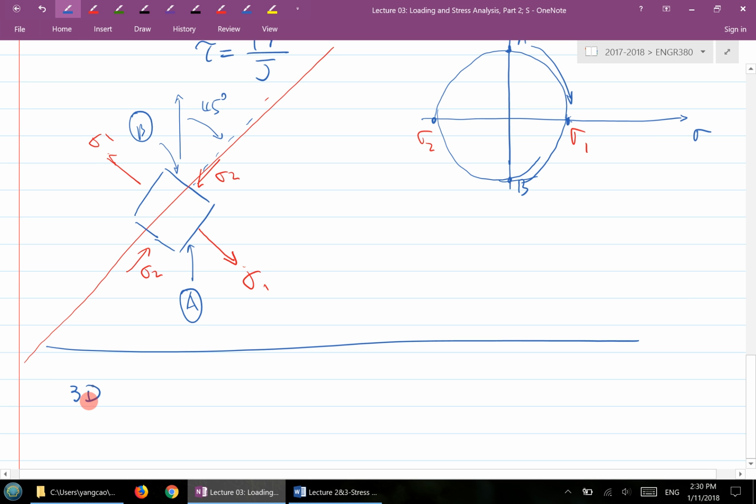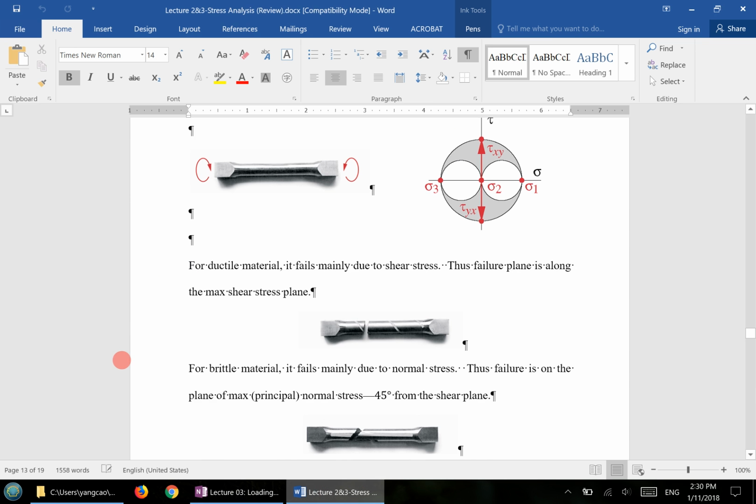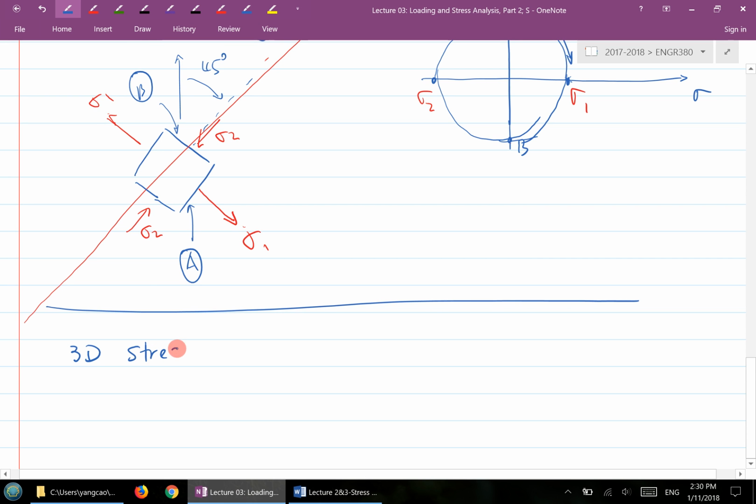So this part here, I call it 3D stress, and Mohr's circle. What I have presented here is basically the planar state of stress. You look at the front view, and stress exists only on one side, and there's nothing on the front view or the back view side here, because that's planar.